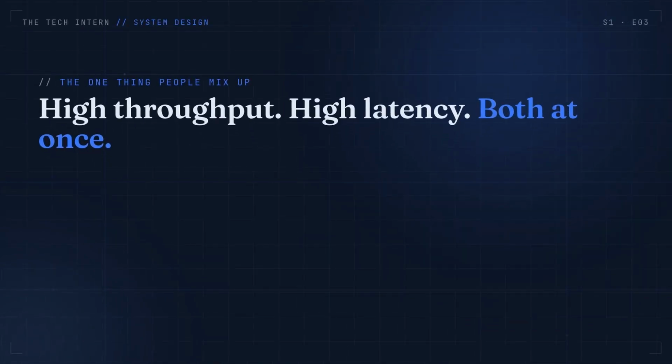Here's where a lot of people trip up. Latency and throughput are independent. You can have high throughput and high latency at the same time.